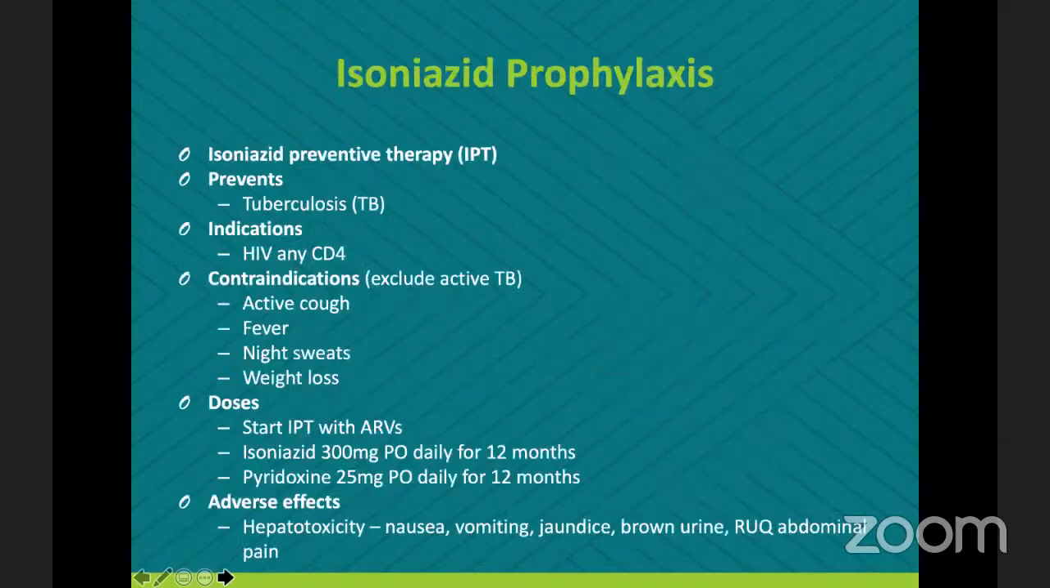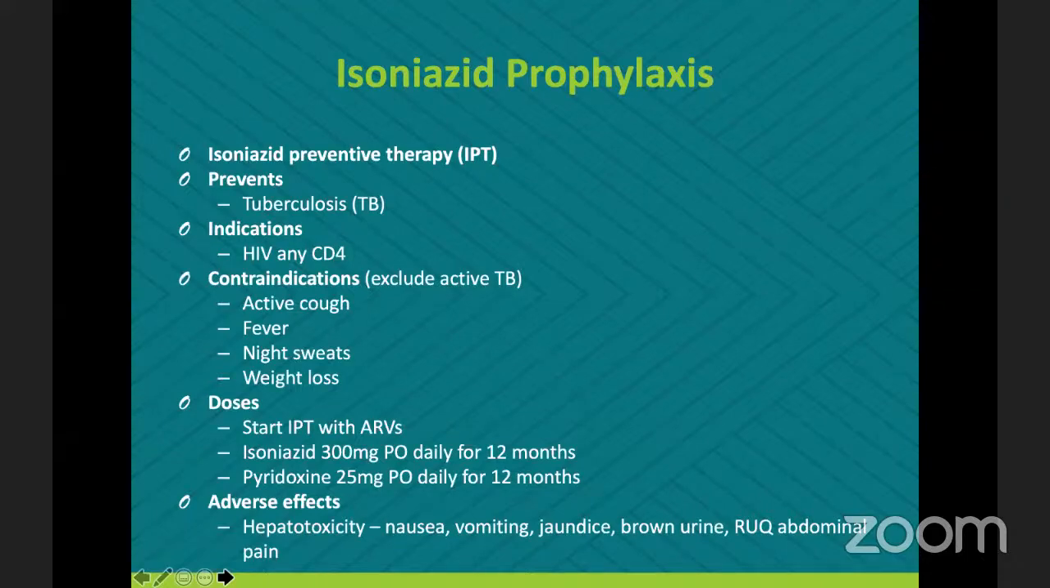Okay, so moving on to the next slide. We'll firstly be talking about isoniazid prophylaxis, also known as IPT, isoniazid preventive therapy, which basically prevents TB. It's indicated for any HIV patient at any CD4 count.